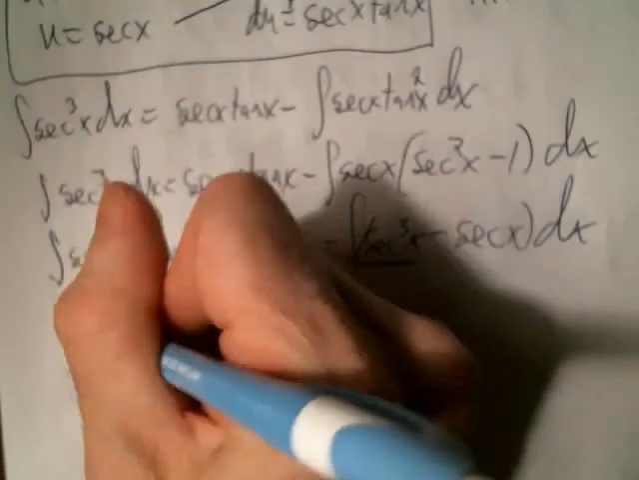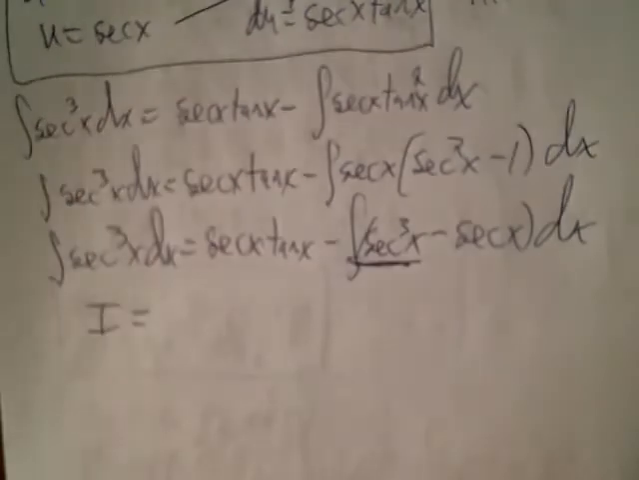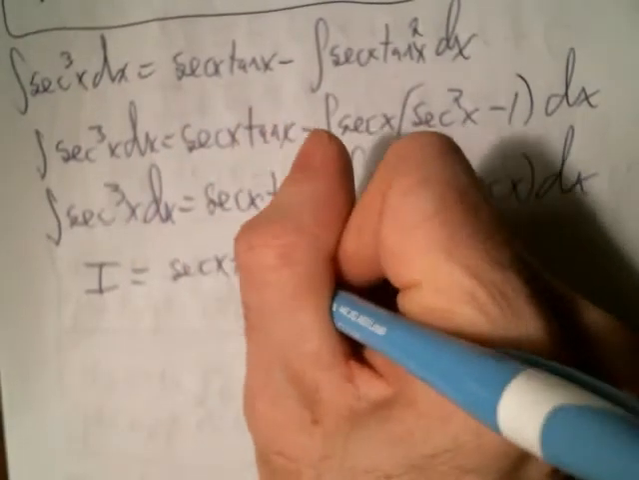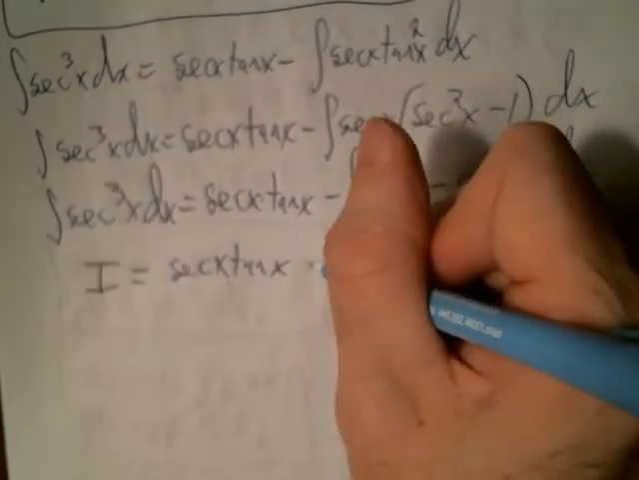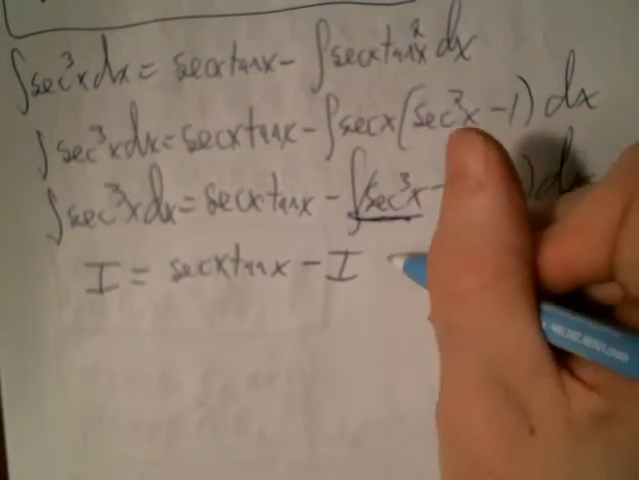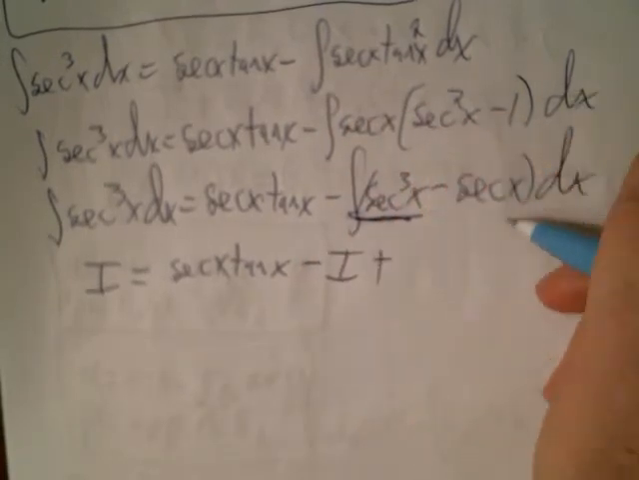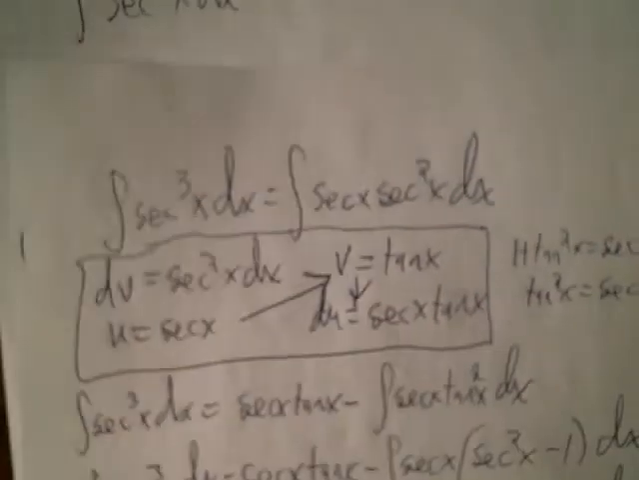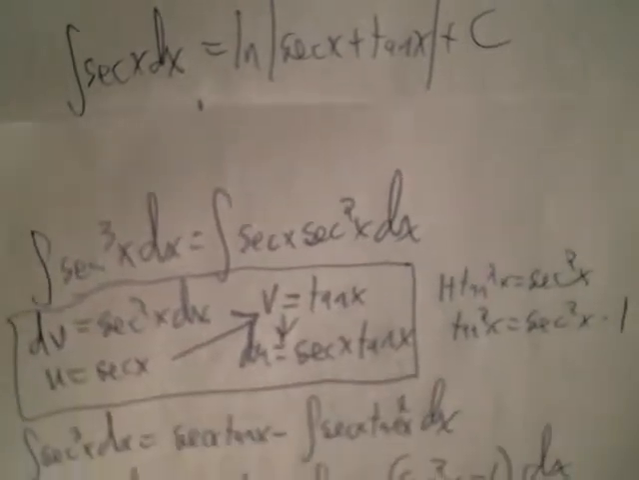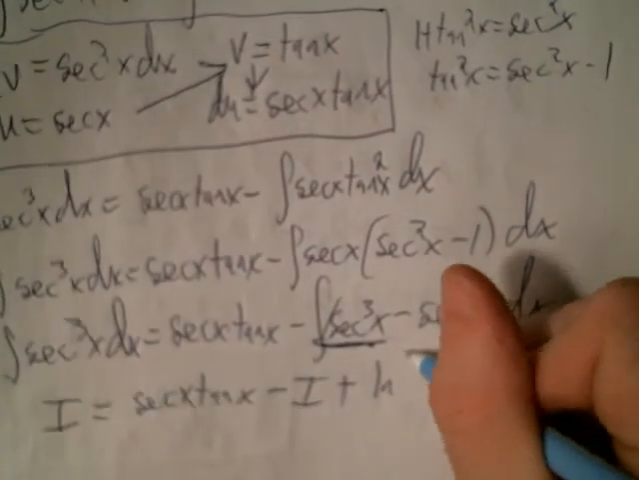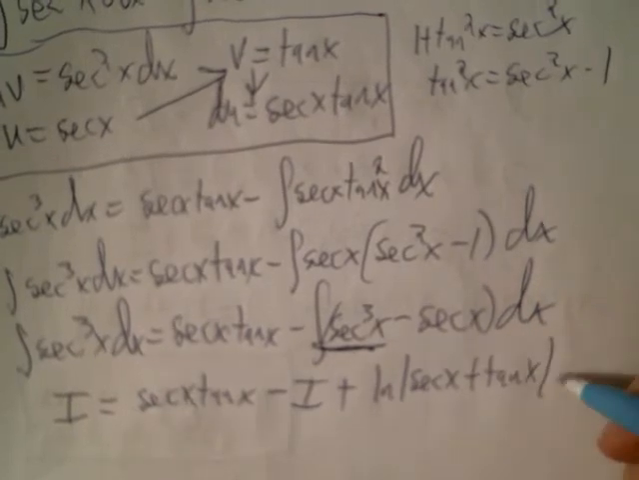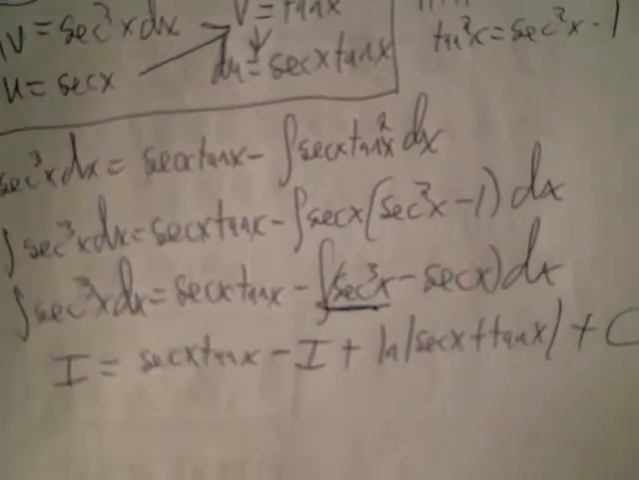So let's call that our I. Secant cubed x dx is I. That equals secant x tan x minus I, and then plus the integral of secant x, which is just ln from our previous work, ln of secant x plus tan x, right? So we knew that integral. ln of the absolute value of secant x plus tan x. And then there's an integration constant floating about.